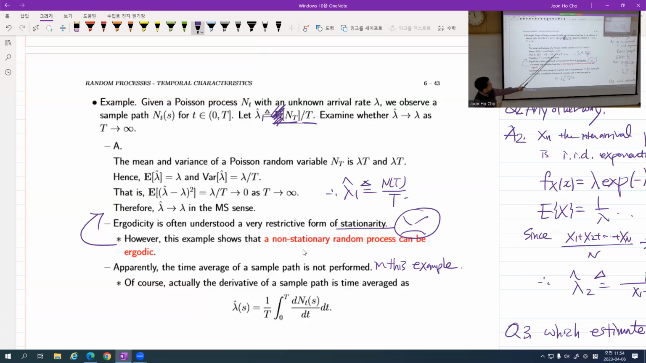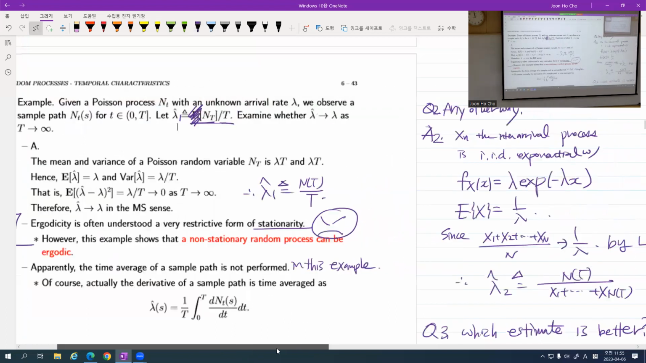And then as t goes to infinity, the variance goes to 0, and your estimate converges somehow, we don't know yet, to the true value. So if the observation interval is sufficiently large, we do not know what that number is exactly. Anyway, this is a good estimate.